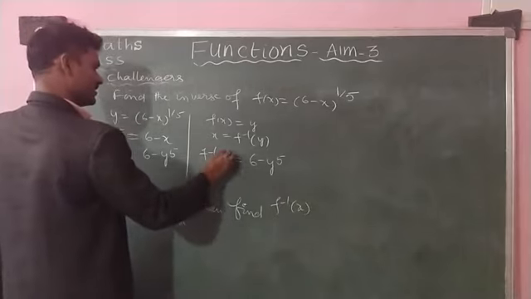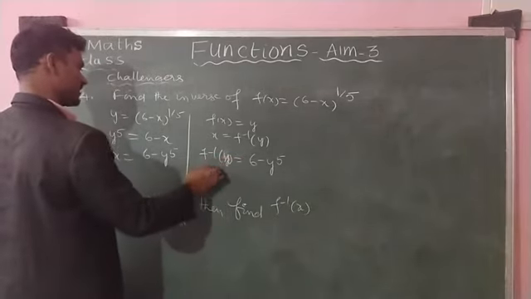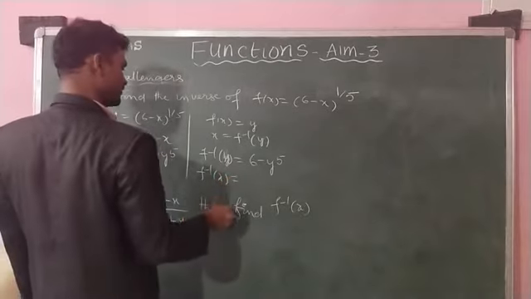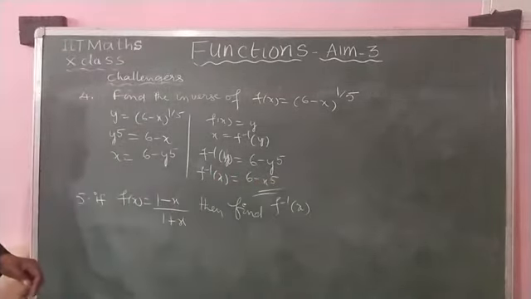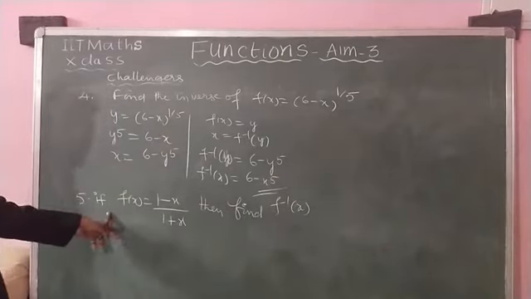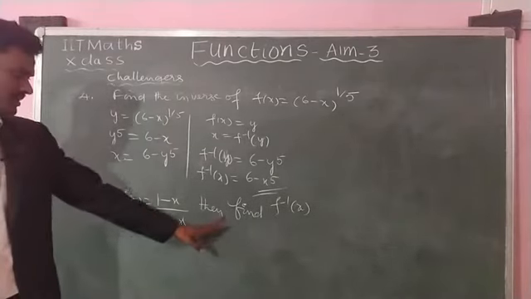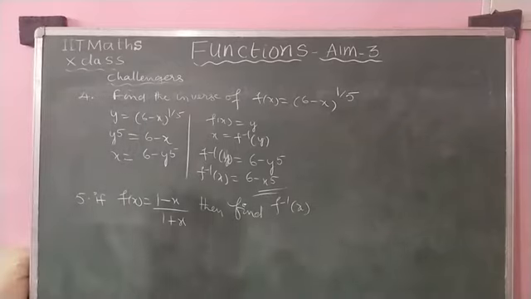Here y. Then you can express in terms of x, meaning here f inverse of x is equal to 6 minus x to the power of 5. This is the inverse of the given function. You can try this fifth function at home: if f of x is equal to 1 minus x by 1 plus x, then find the inverse of f.